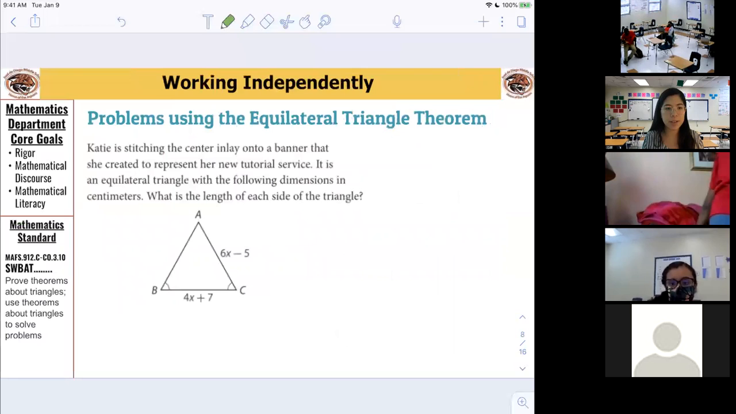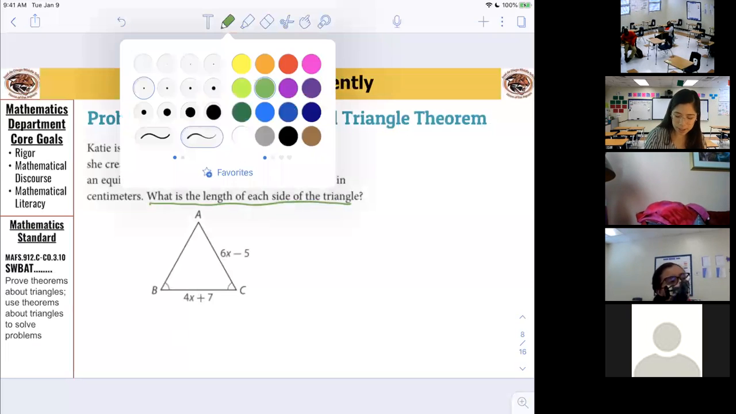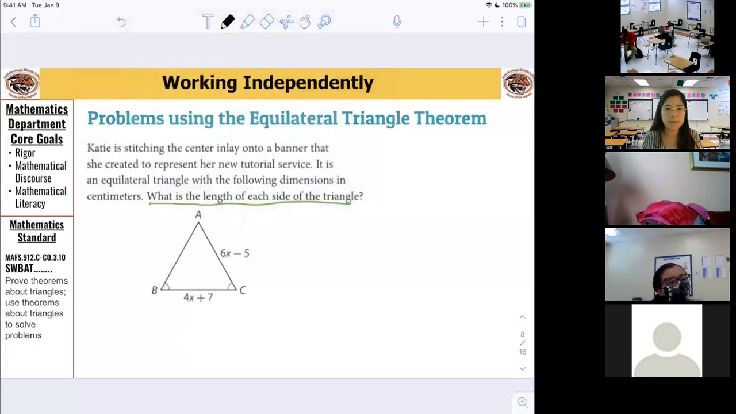Okay, can I have a volunteer read this problem now? Nice and loud. Katie is stitching the center inlay onto a banner that she created to represent her new tutorial service. It is an equilateral triangle with the following dimensions in centimeters. What is the length of each side of the triangle? What can I do to figure out the length of each side? Can anyone tell me an equation that I can set up? 4x plus 7 equals 6x minus 5.